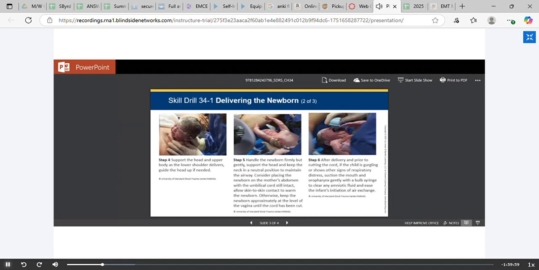So go ahead and use that bulb, right? Use that suction bulb that you have in your OB kit to suction the mouth, and then suction the nose. Okay, it says suction it gently with that bulb syringe.